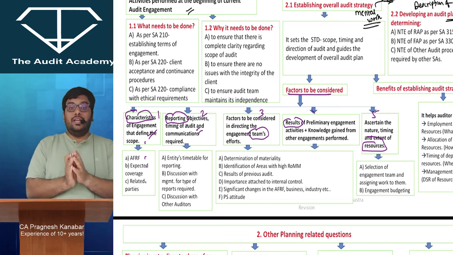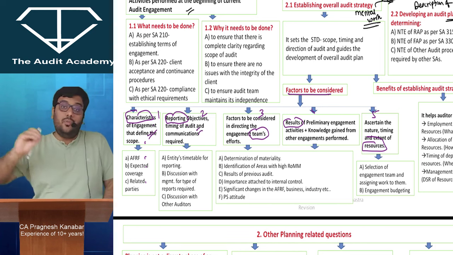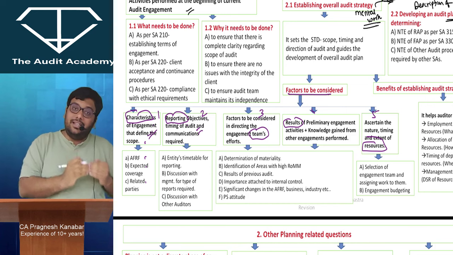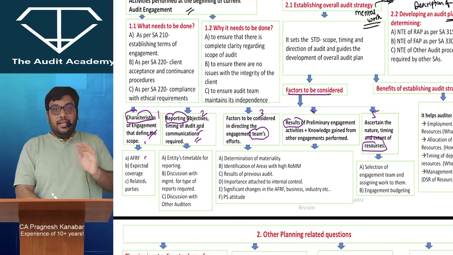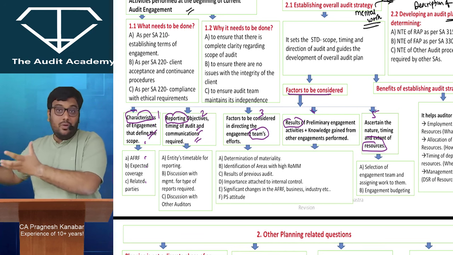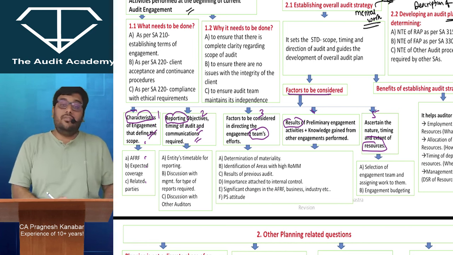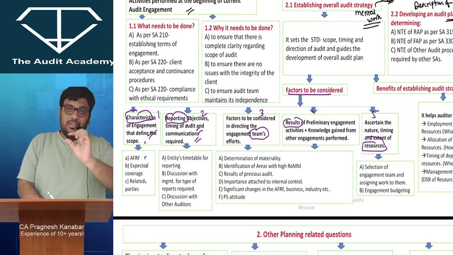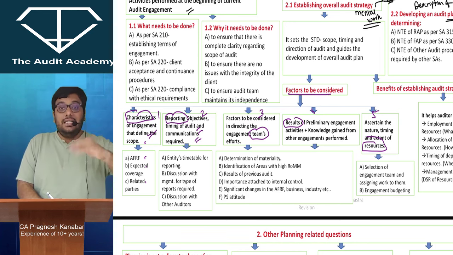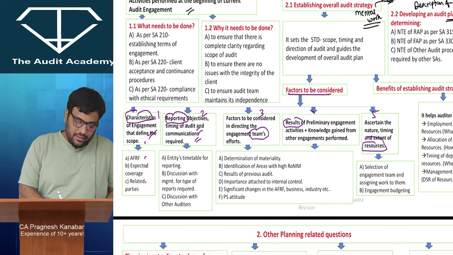Second, you should be very clear about your reporting objectives, that okay, these are my reporting objectives, these are the kind of communications I need to make with management and those charged with governance, this is my timetable, this is my deadline. All right, so that is called reporting objectives. Okay, then you need to have your team, right? But how do I direct that team? What are the factors that are very important in directing the team? For example, materiality, volume of the business, size, nature, complexity of the entity. These are the factors that will help you in directing the team. So factors to be considered in directing the team.